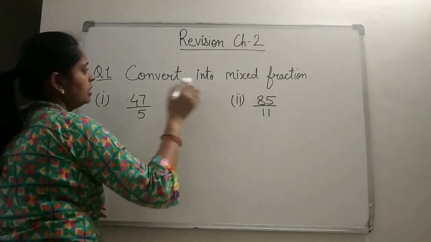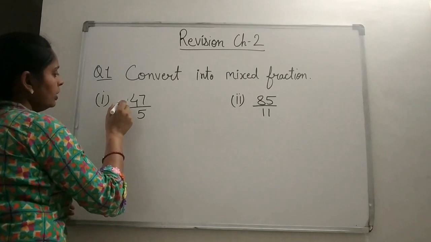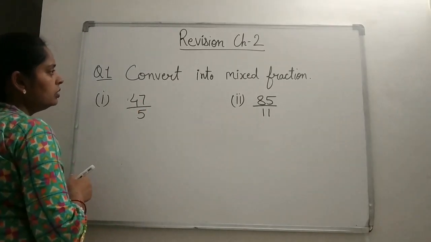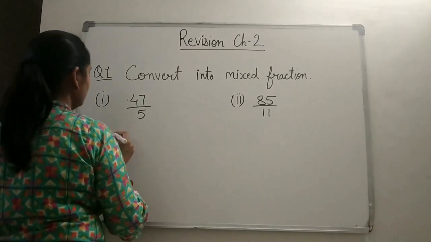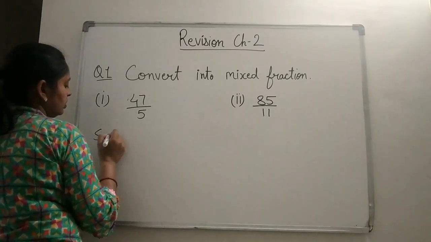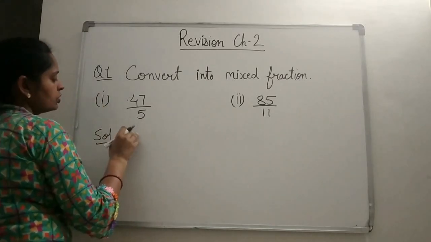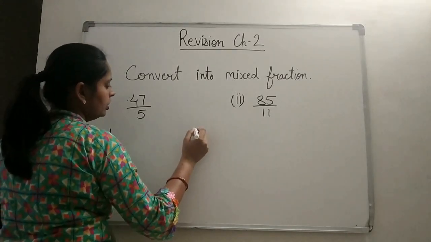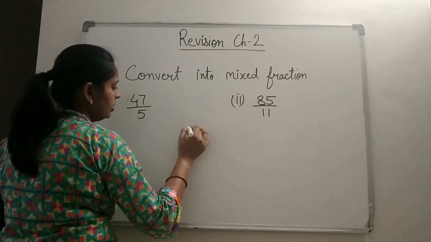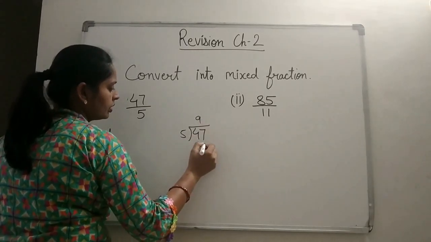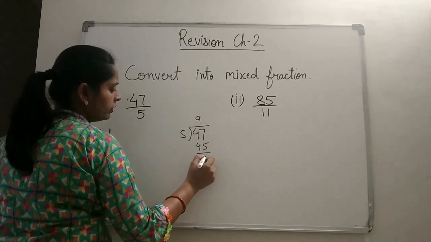Convert into mixed fraction. Okay, so we have the question 47 upon 5. We have to convert it into mixed fraction. So how will you do it? You all know that to convert it into mixed fraction, we have to divide 47 by 5, right? 5 9s are 45. What is left? 2.